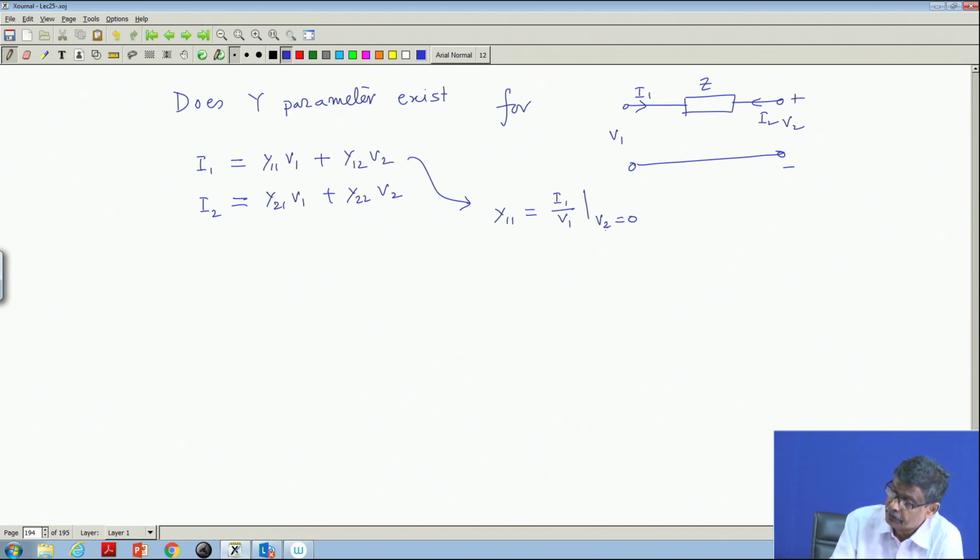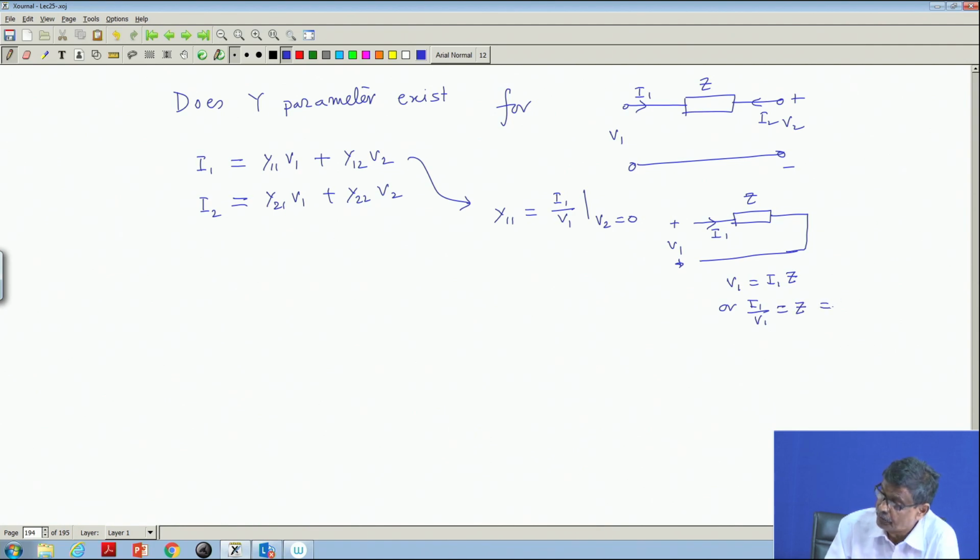Now, with V 2 equal to 0, the circuit is like this. V 2 equal to 0 means you short it, and here you apply a voltage V 1 and the current drawn is I 1, and obviously V 1 is equal to I 1 into this Z. Therefore, I 1 by V 1 is equal to 1 by Z, and that is equal to y 1 1, is it? So, y 1 1 exists, no problem.